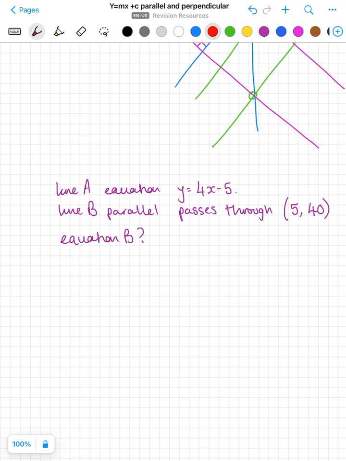So, step 1 is identify the gradient. Line B is parallel, so we're going to have the same gradient. So we're going to have y equals 4x plus c. The y-intercept will be different. To find the y-intercept, we need to know a value of x and a value of y that lies on that straight line.